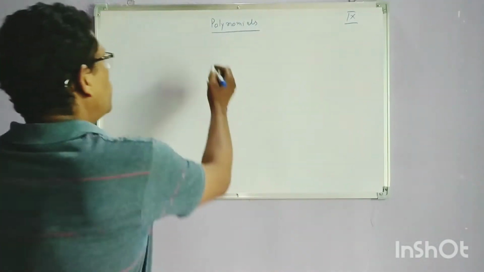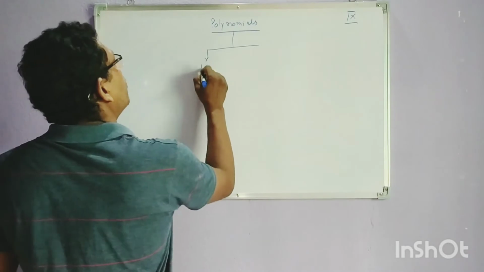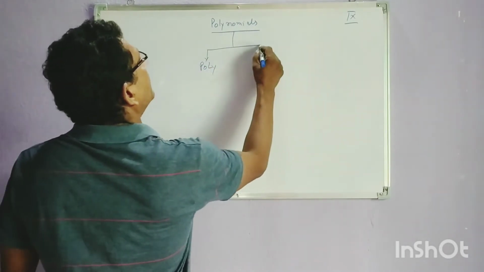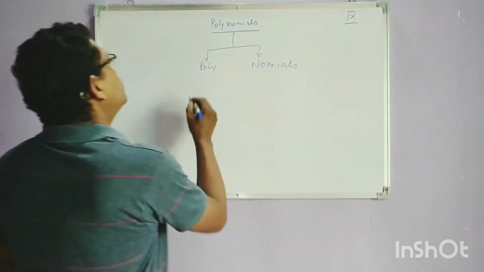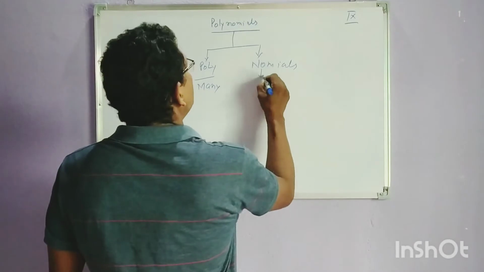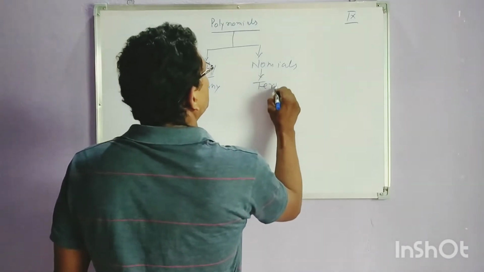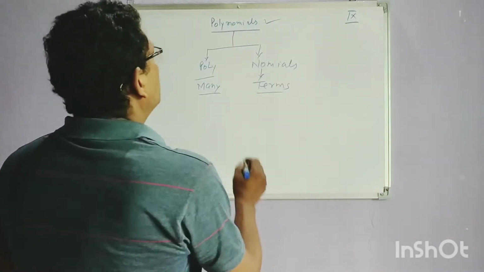So, polynomials has two parts, poly and nomials. Poly means many and nomial means terms. So, polynomials has many terms.